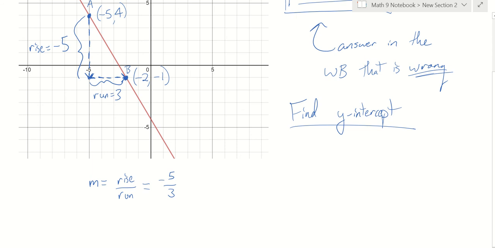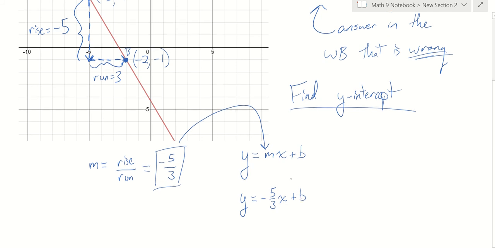Now what we're going to do with this slope is look at our equation. Our equation should eventually look like y equals something times x plus something. One thing we can fill in is this m value. So we now have y equals -5/3 times x plus b. Great.